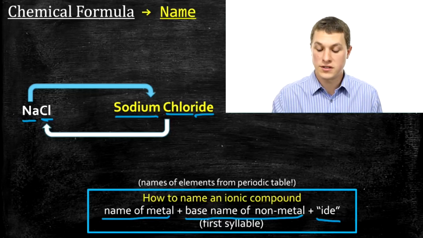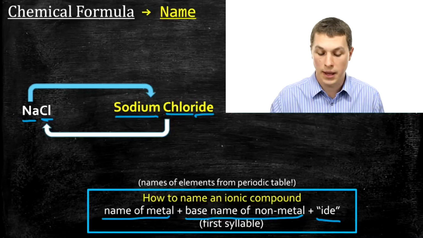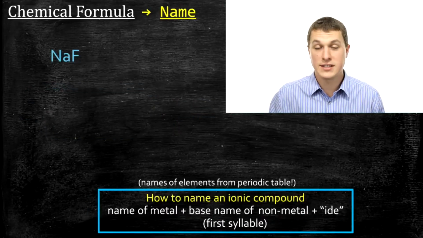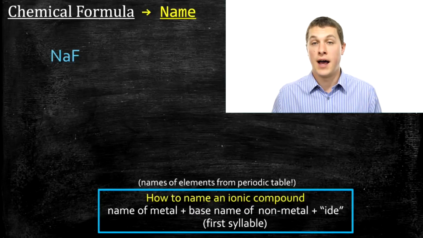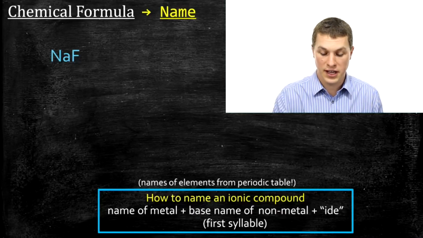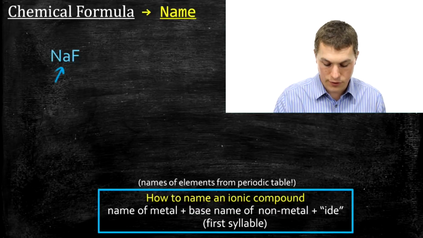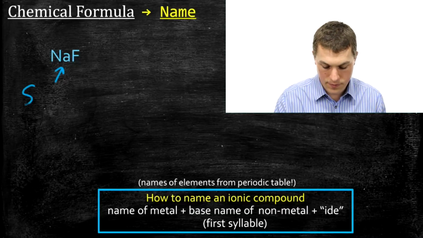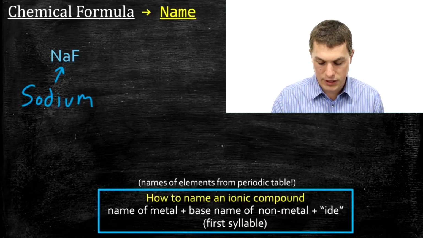Let's take a look at a few more examples so you can get down this process of going from the chemical formula to the name. So let's say we have something like NaF. What do we do? Well, we need to identify what the names are for Na and F, and we do that based on the periodic table. So we go to the periodic table and look up what Na is, and that turns out to be sodium. And then we're also going to look up what F is, and that turns out to be fluorine.